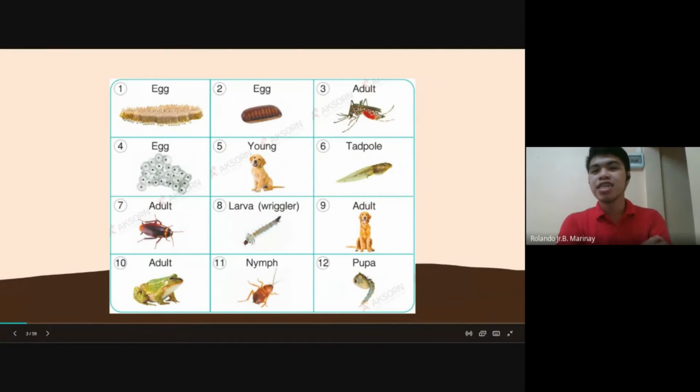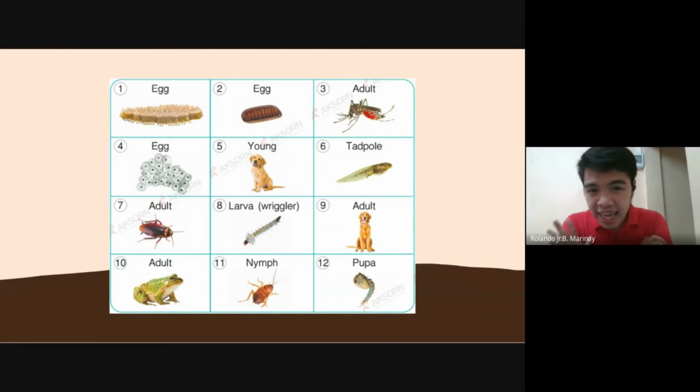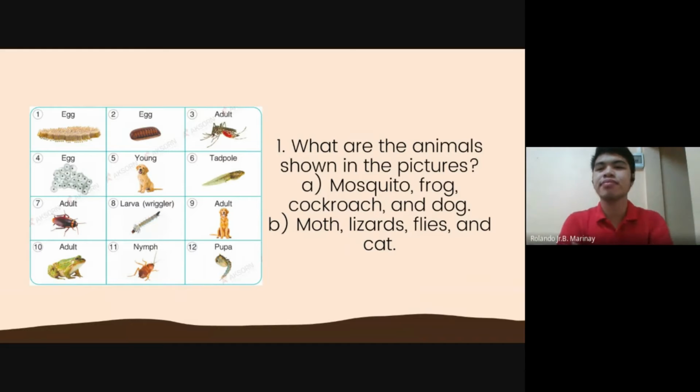Okay. So these are the eggs, okay, and the adult. Adult means the grown version of the animal, okay? The adult version. What we're going to do is to follow the questions or the instructions, okay?